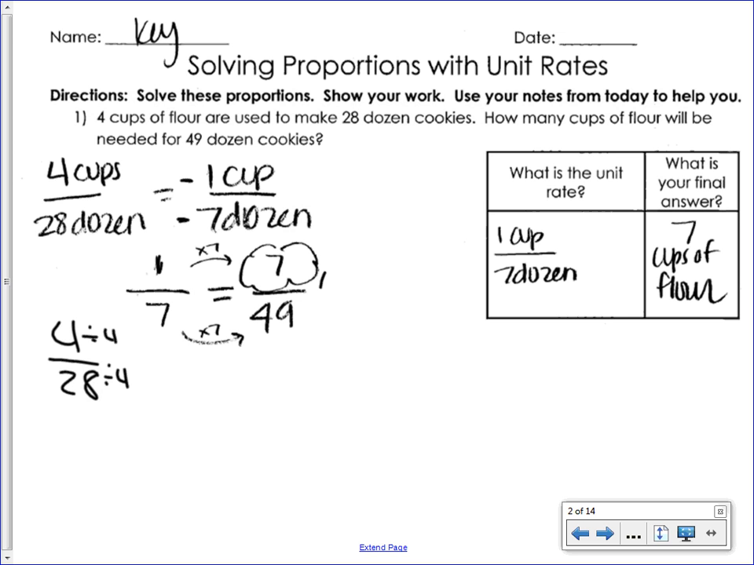Now I can manipulate that, 1 over 7, because 7 can be multiplied by something to get 49 here. So 7 times 7 is 49. I'm going to do the same thing to the top. 1 times 7 is 7. And that is our ratio that we're looking for. So in this case, 7 cups of flour would make 49 dozen cookies.